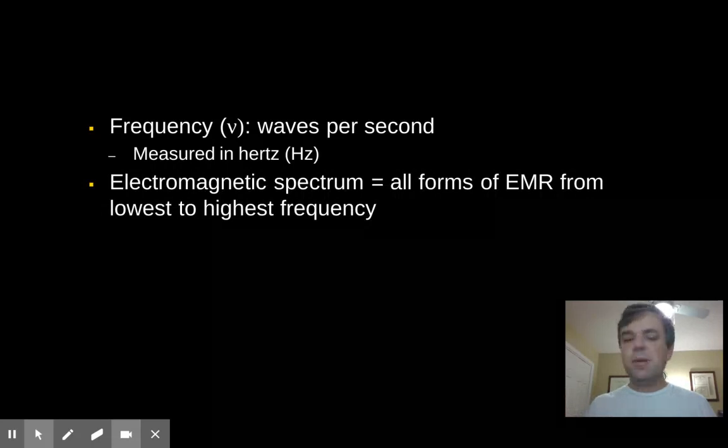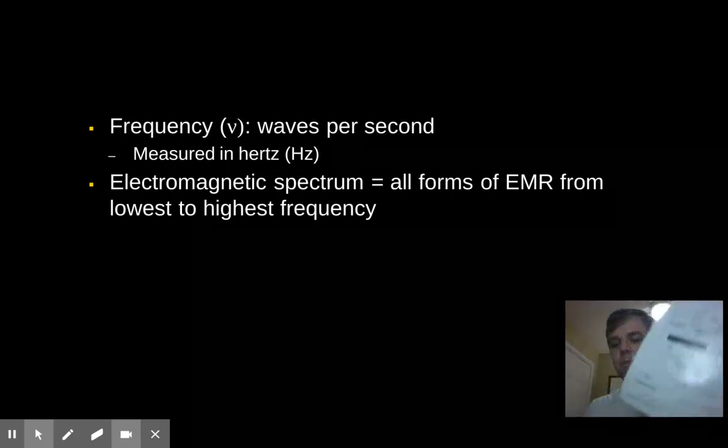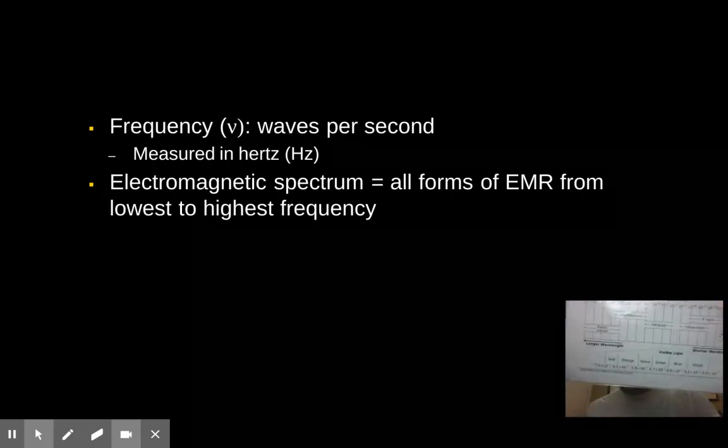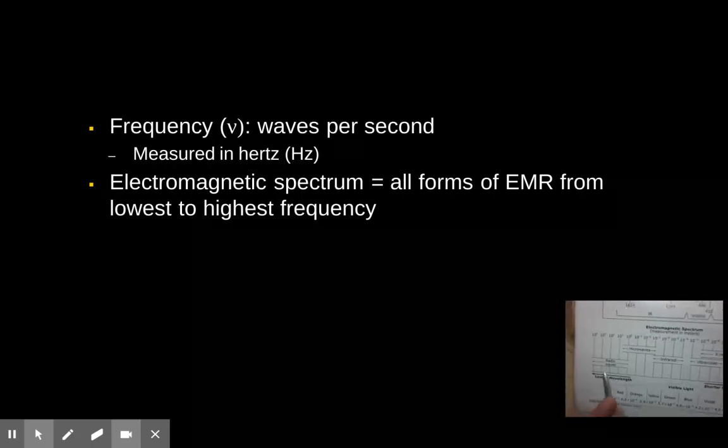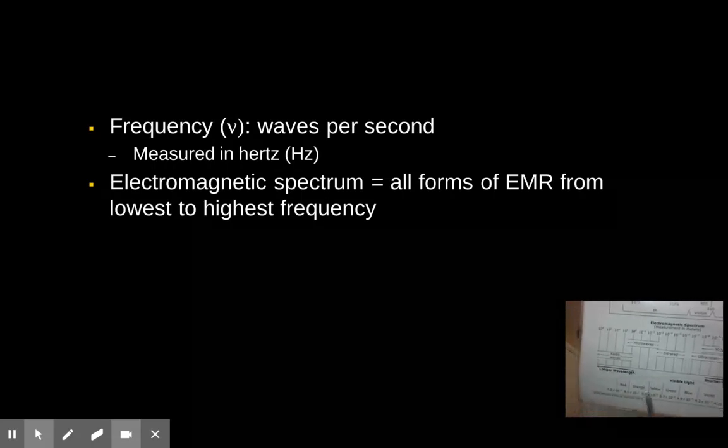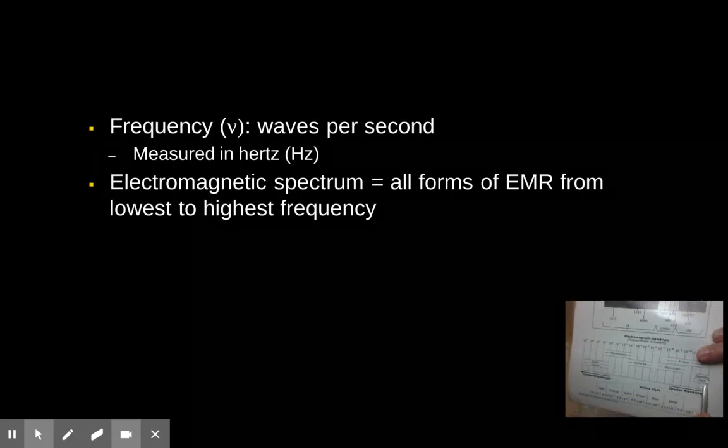Now, the electromagnetic spectrum is when you take every type of electromagnetic radiation and you arrange it from lowest to highest frequency. You may be familiar from the back of an honors chemistry reference tables that you have radio waves and then microwaves and infrared and then visible light. You've got red, orange, yellow, green, blue, and violet, then ultraviolet, X-rays, and gamma rays.